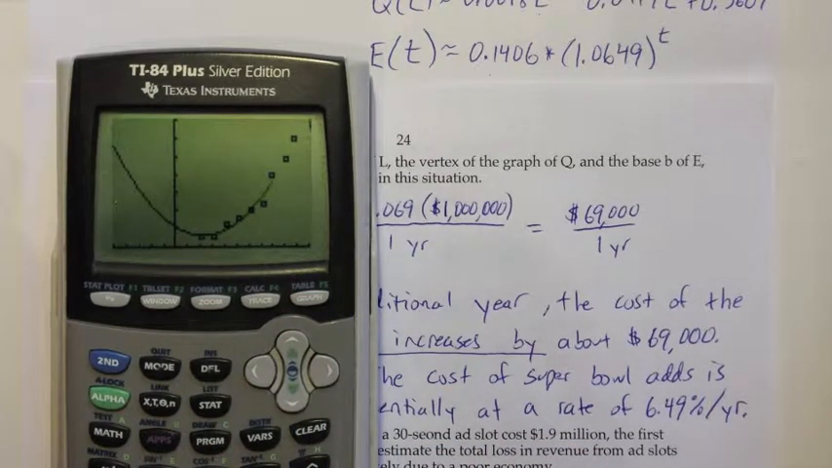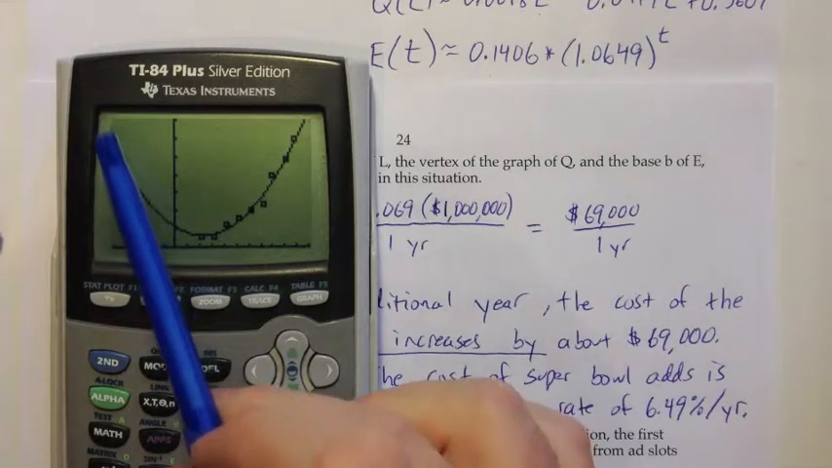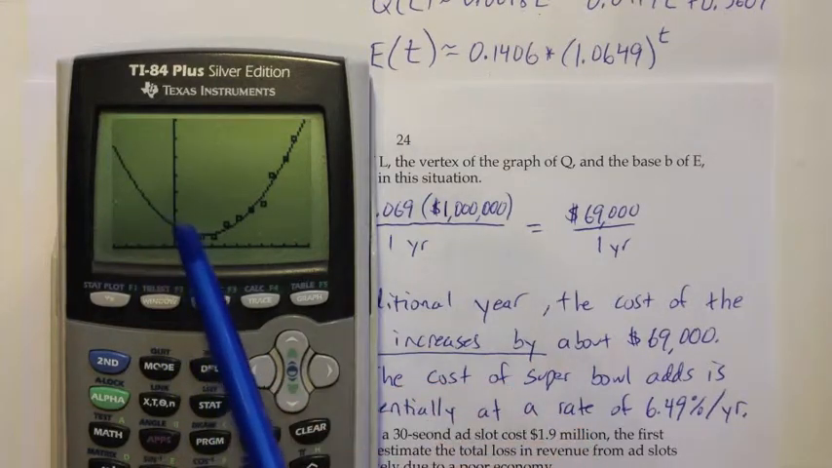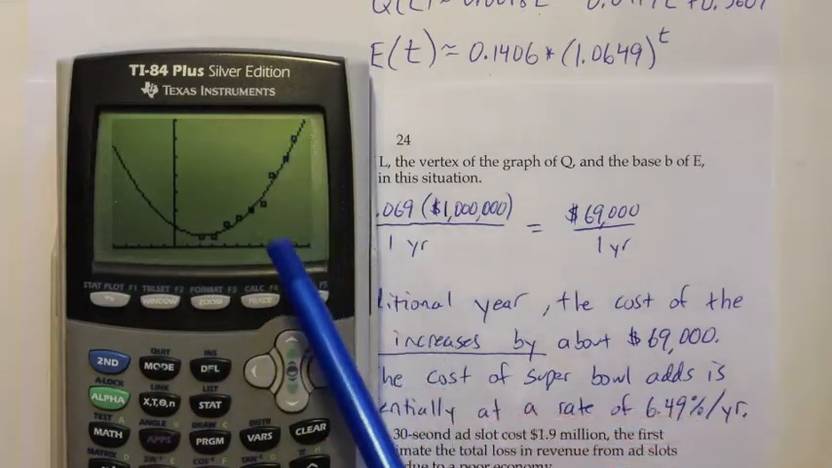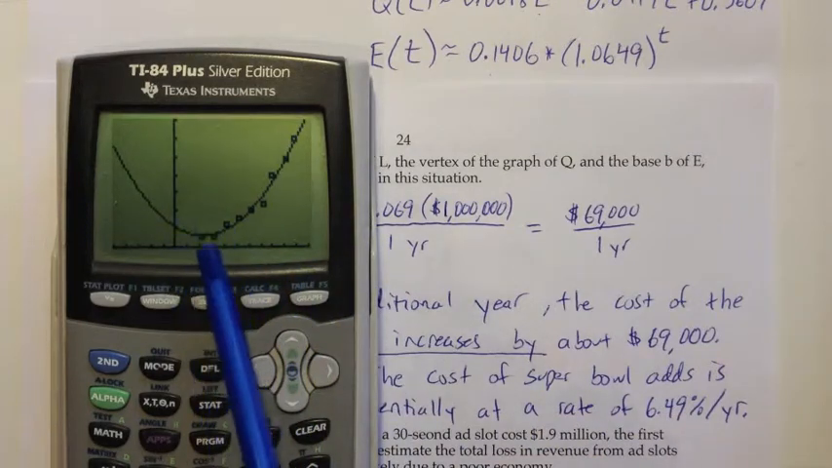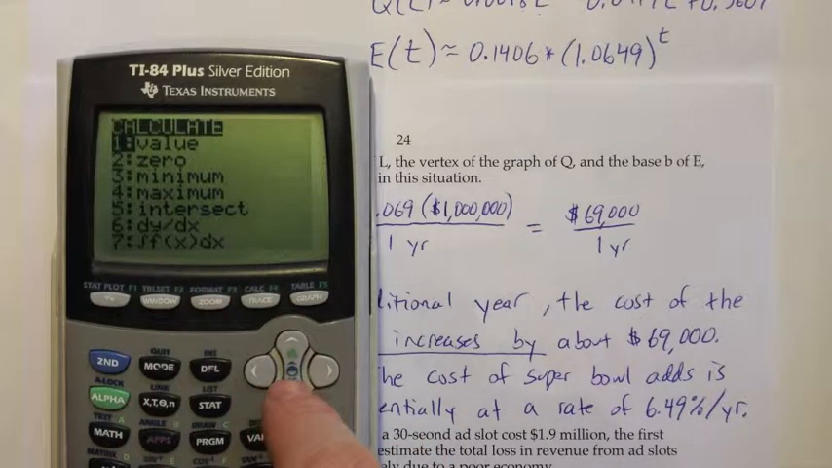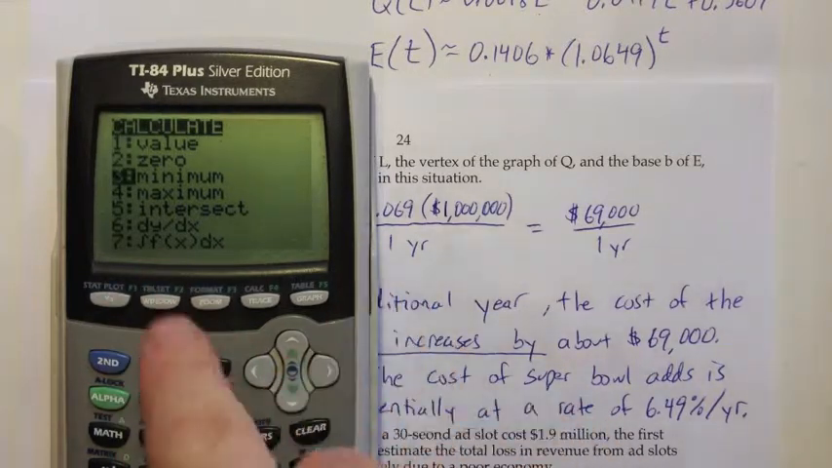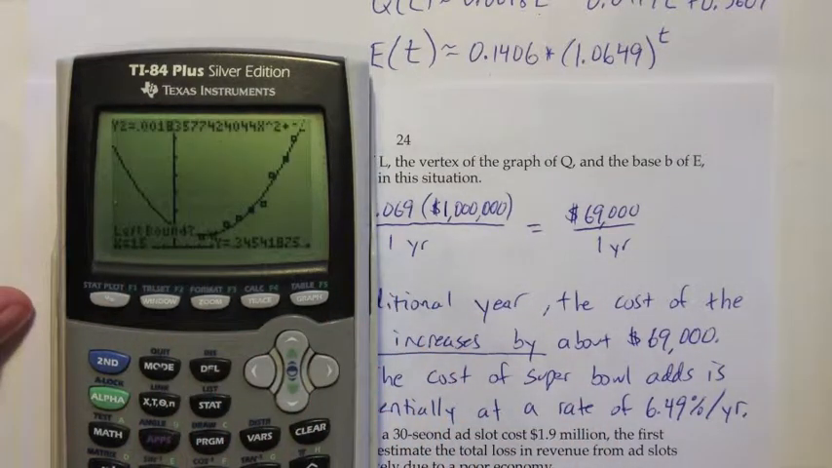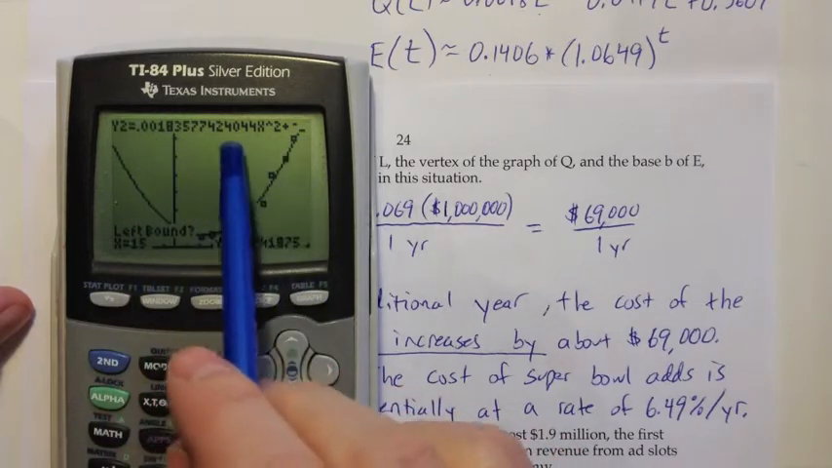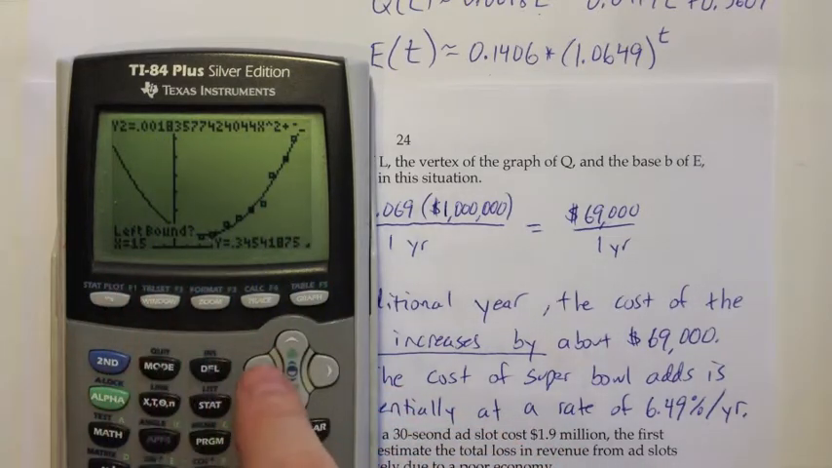And again, this kind of shows why we don't really want to go with this model. We don't believe that the cost was decreasing, and then all of a sudden turned around. But the vertex would be this low spot on the curve. And we find that just like we would an intersection. We go into the calc menu, second, calc, and then I want to look for a minimum because that's the low spot on that parabola. And they're saying, is this the function you want to do that for? Yes.